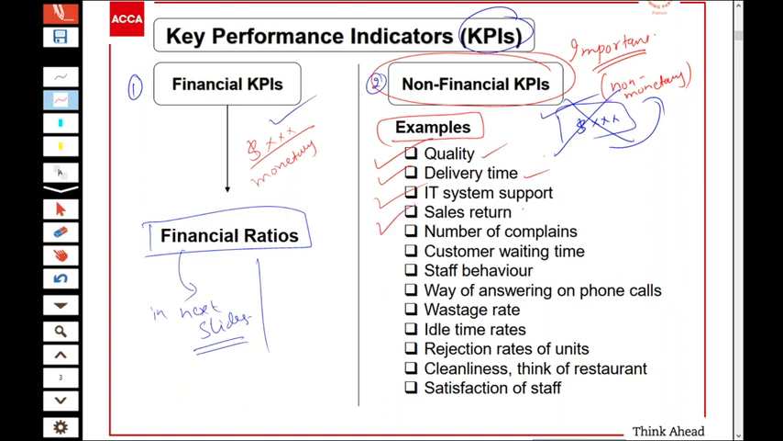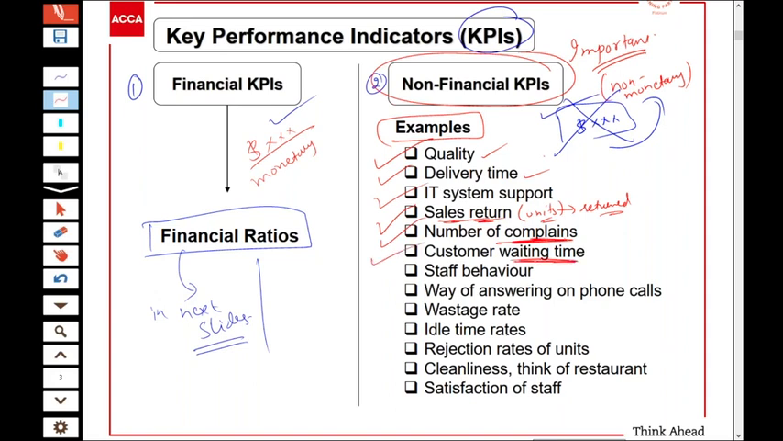Sales return. Sales return means units that are being returned. Obviously, it will leave footprints on the financial aspect. But why will the customer be returning the sales? Because the customer is not satisfied with the quality of the product or the services. And there is no sales return concept in a service organization, but units can be returned. Number of complaints, yes, number of complaints.